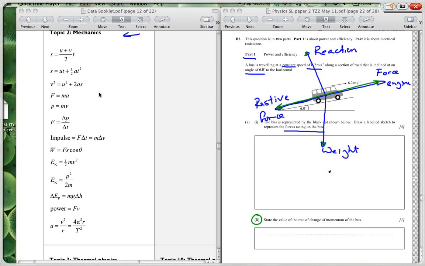Question 2. State the value of the rate of change of momentum of the bus. Now, the rate of change of momentum is given by this formula over here. That's equal to the force. Because there is no net force, because we're going at a constant speed, Newton's first and second law, there is no acceleration taking place. Therefore, your resultant force is zero, and therefore your rate of change of momentum is zero, so you'd have kg m s to the negative one. It would be zero.